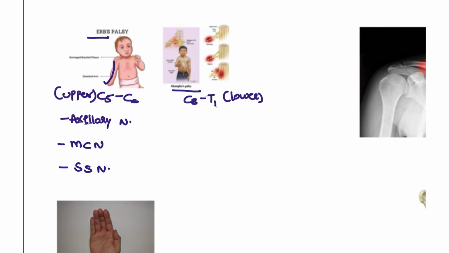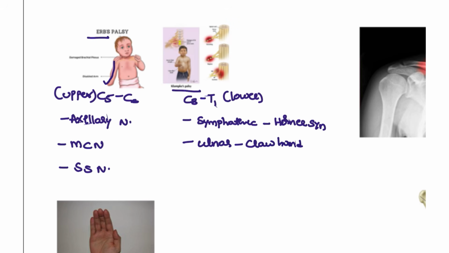And C8 and T1 will involve the sympathetic chain and also the ulnar nerve, which will be disturbed here. So if both happen, this is going to cause Horner syndrome. And the ulnar nerve involvement will cause claw hand. Claw hand will be seen in these patients. Okay, these are the defects that you are going to see in Erb's palsy and Klumpke's palsy.